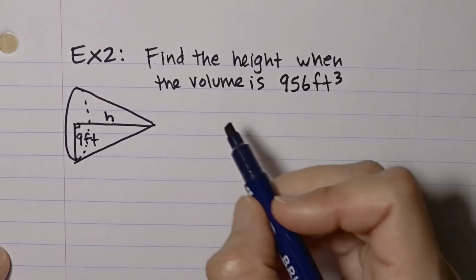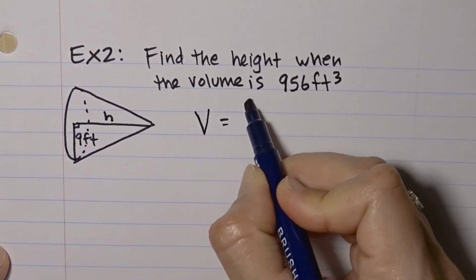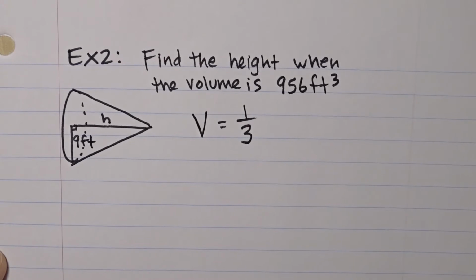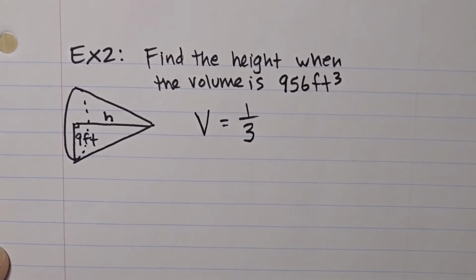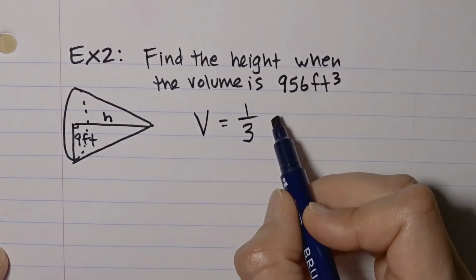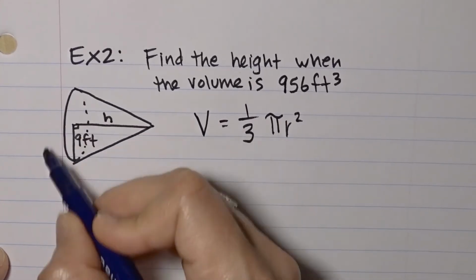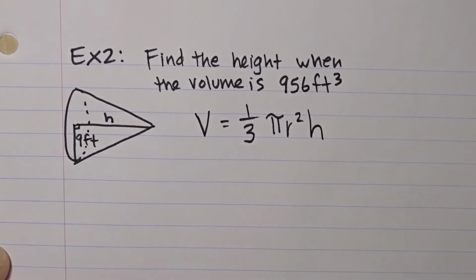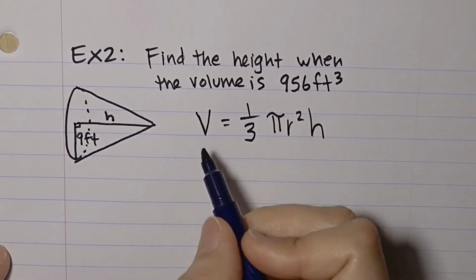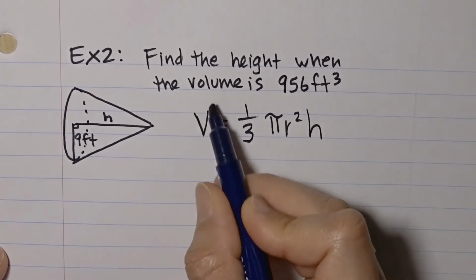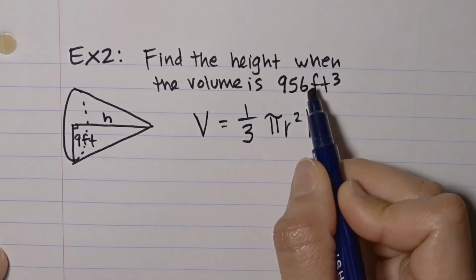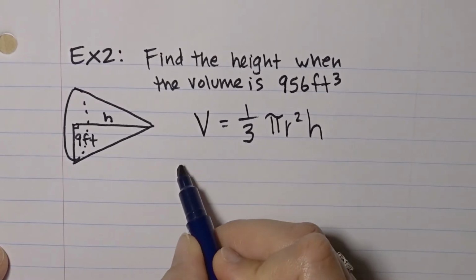All right. So again, we have our formula. And I'm not going to put capital B because I already know that it's a circle on the base. So I'm just going to go ahead and put in the formula for the circle area of that entire base times the height. Now we know the volume is 956, so I can go ahead and substitute 956 for the volume since that's given to me.